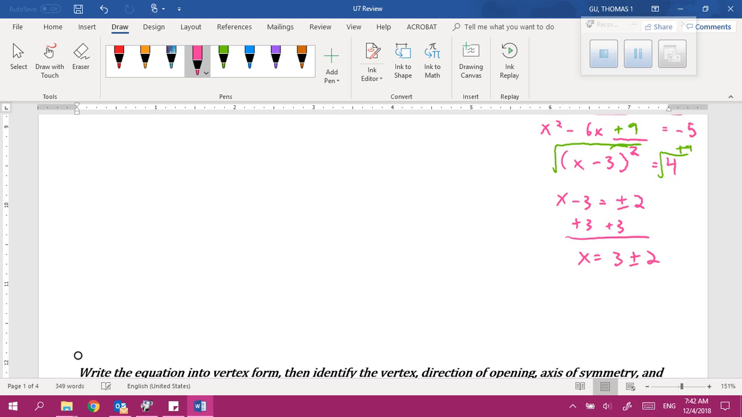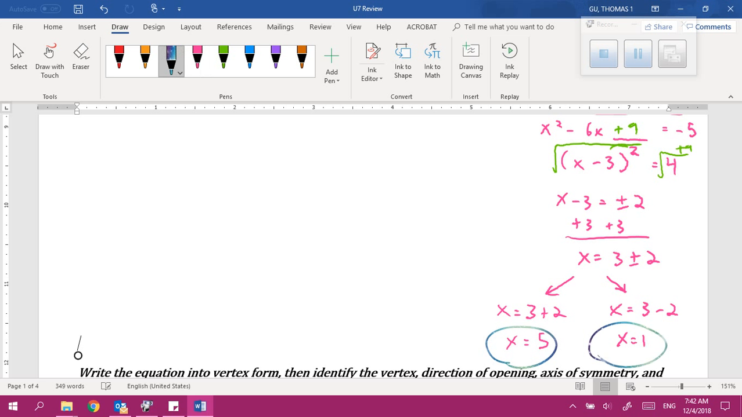And can I leave my answer like that? No. Those are whole numbers, so we got to work it out, right? So how do I get my 2 answers? Right, x equals 3 plus 2. And x equals 3 minus 2. Good. So what is 3 plus 2? 5. So that's one of the answers. X equals 5. And then the other one's going to be x equals 1. Right. Always write the x equals, okay? Boom.